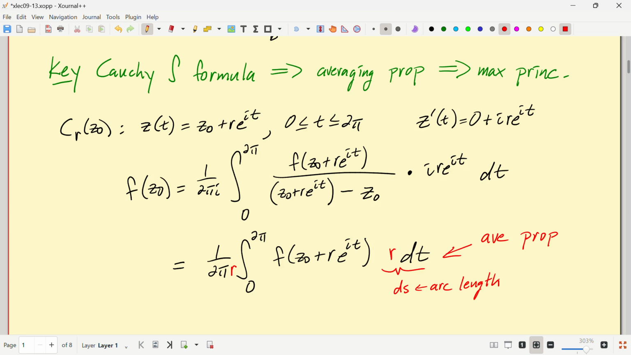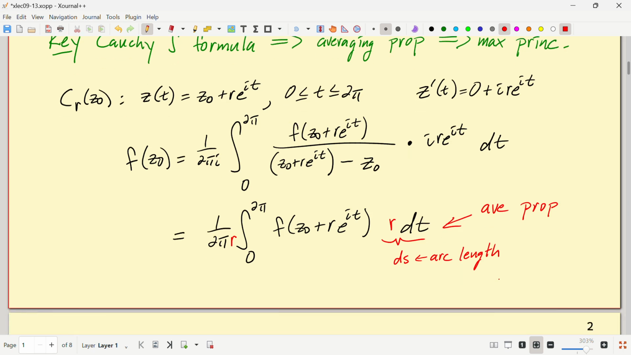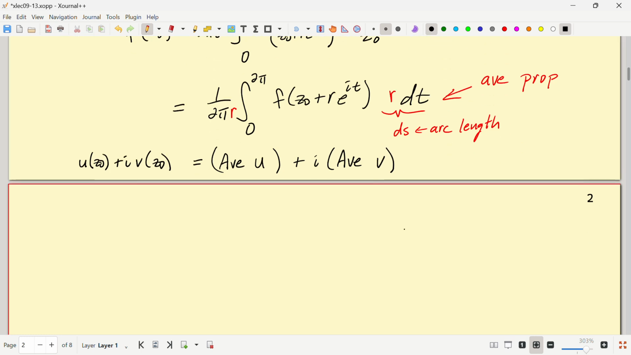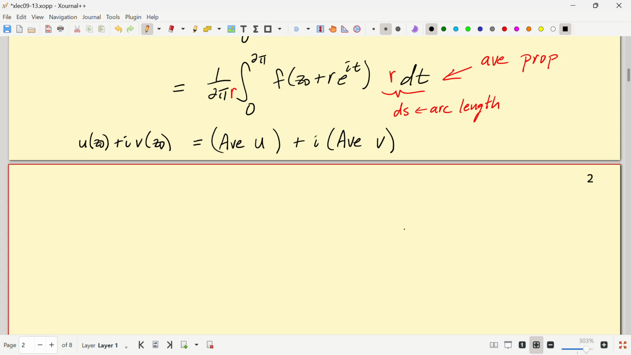And a fascinating thing is, when I split f into real and imaginary parts, I would have here u of z naught plus i times v of z naught. And then when I split the integral into real and imaginary parts, it's equal to the average of u plus i times the average of v. And so that means that the real and imaginary parts of analytic functions satisfy the averaging property.